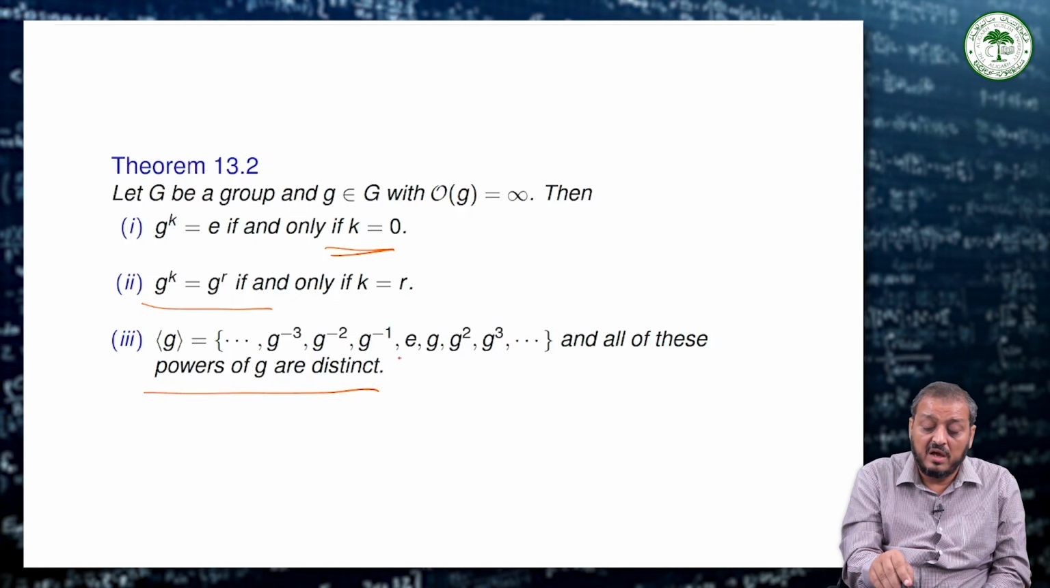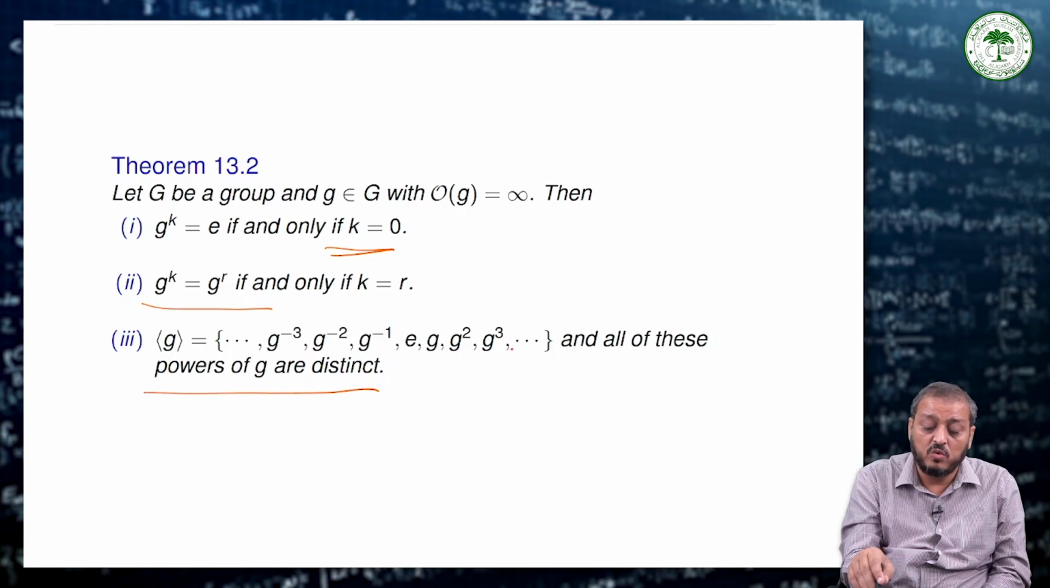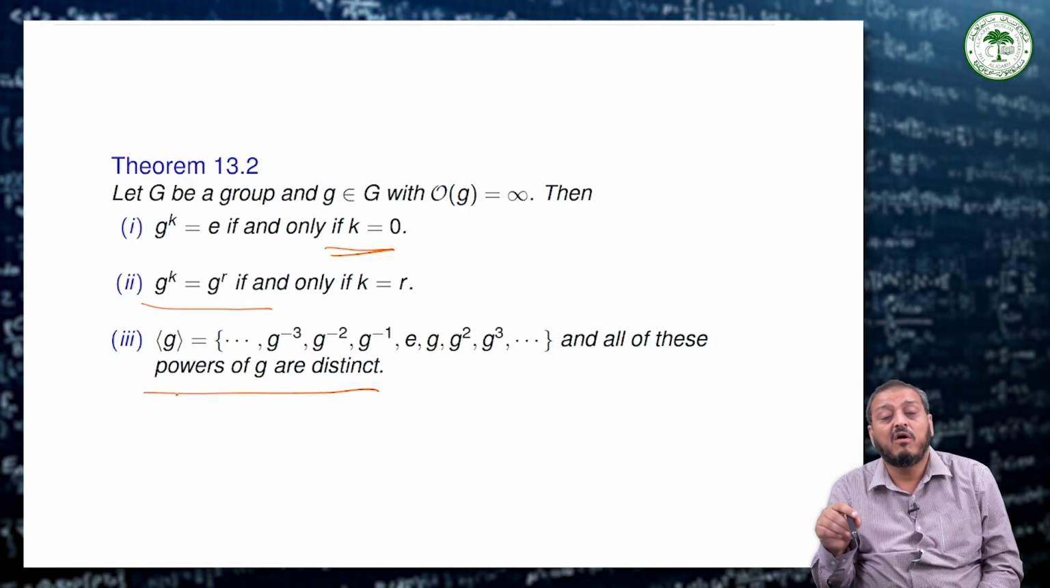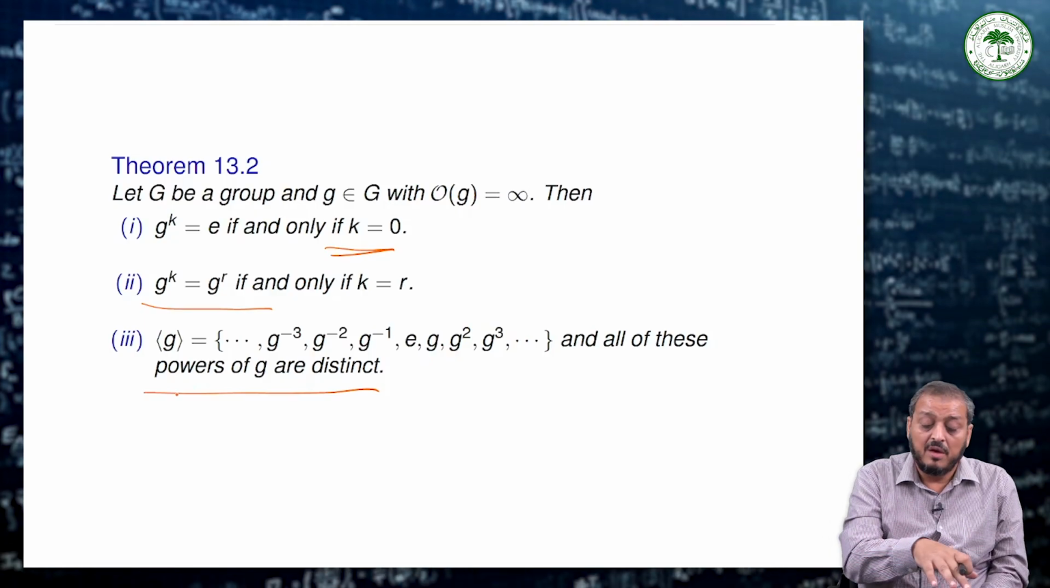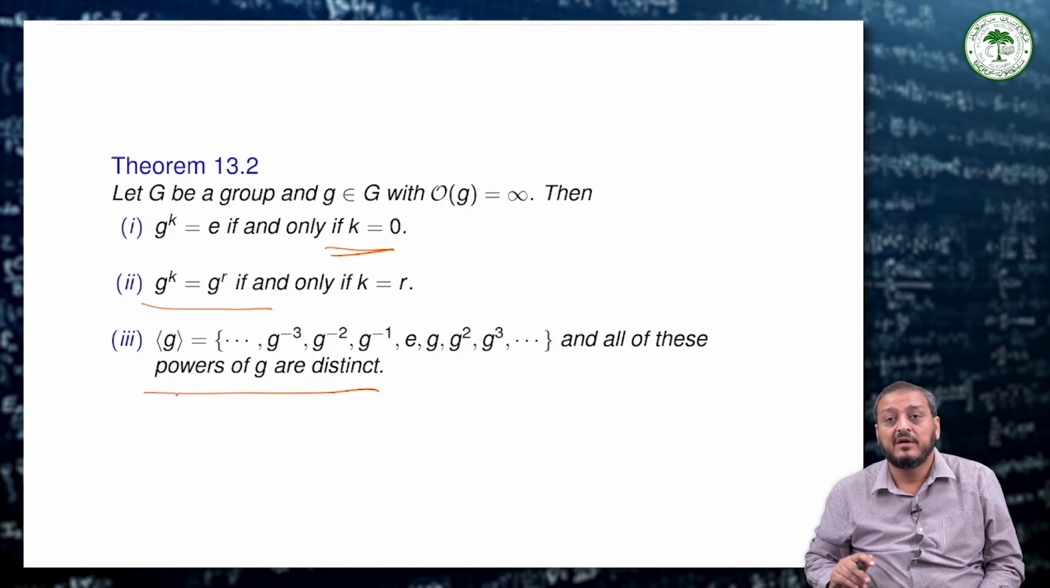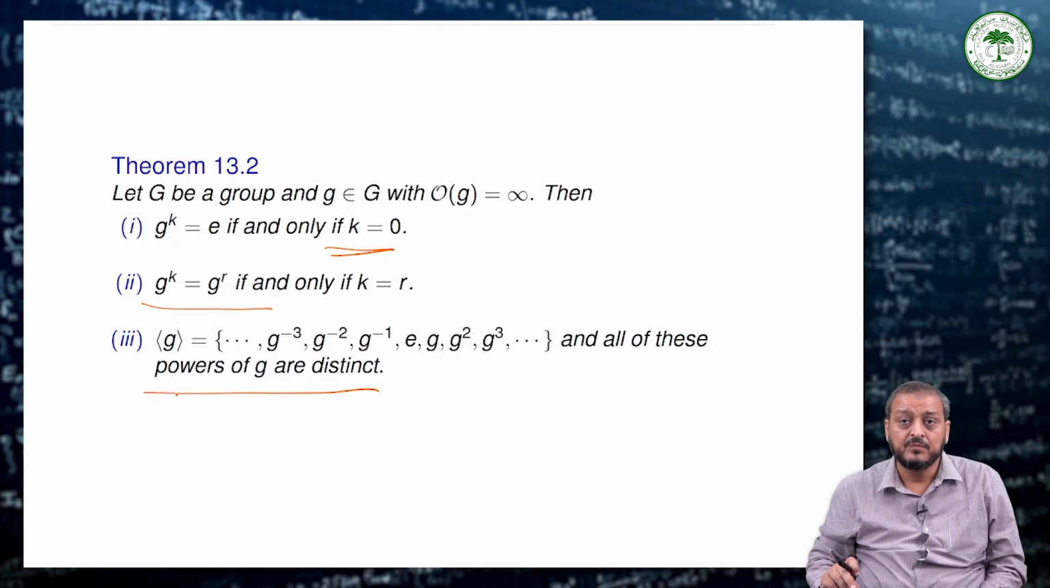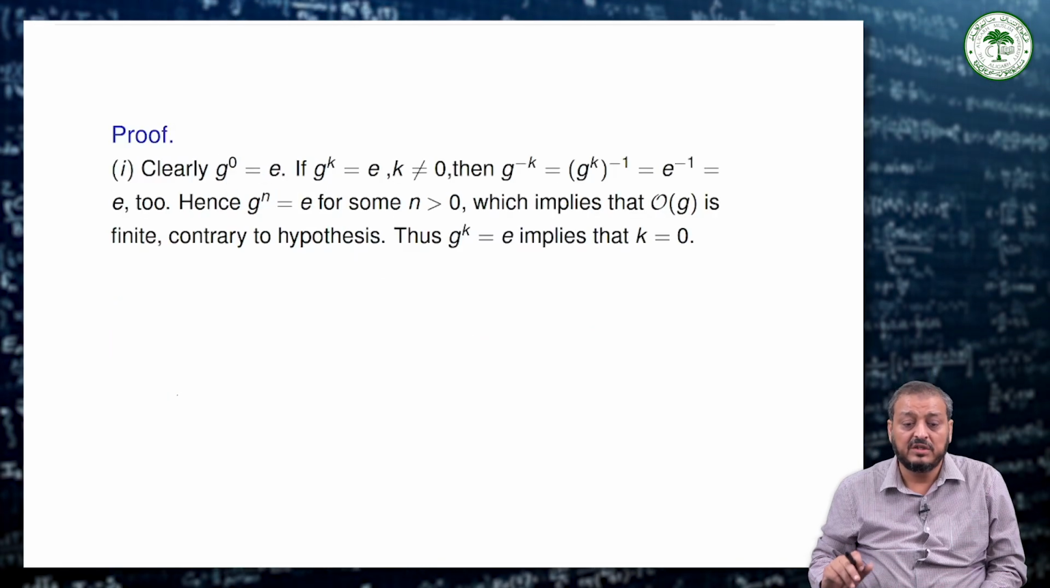So we have e, g, g square, g inverse, and all these things. So this means in this case all these powers of g are distinct. So we just sketch the proof of this.